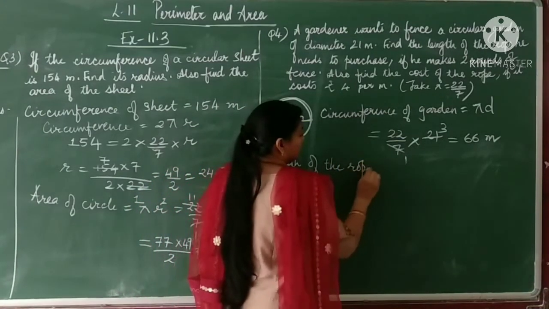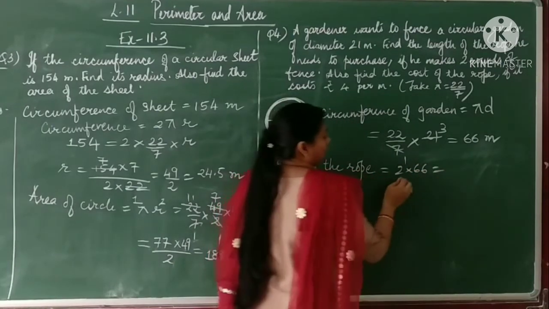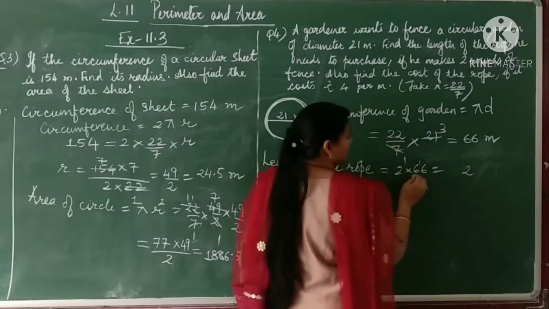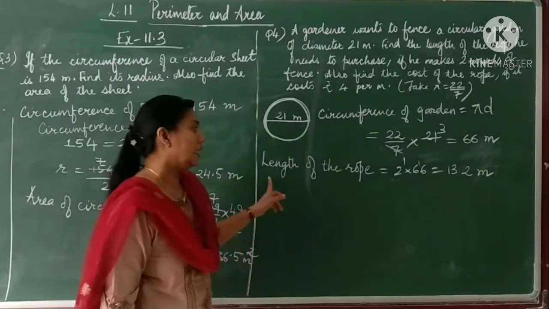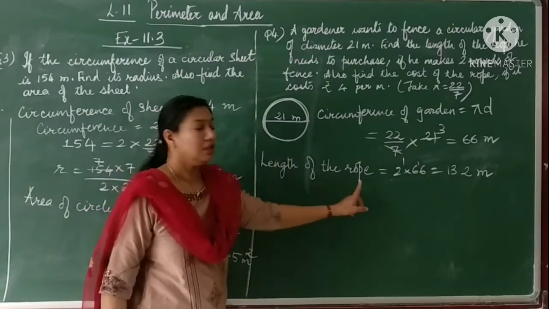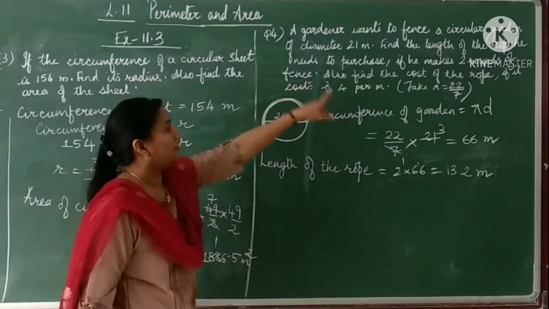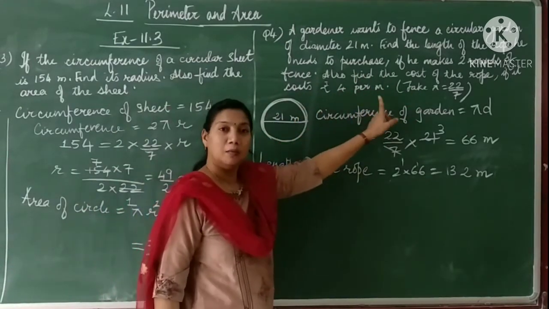he needs is equal to 2 multiplied by 66. 6 2s are 12, plus, that is 132 meters. So he needs a 132 meter length of the rope. Also find the cost of the rope if it costs rupees 4 per meter.